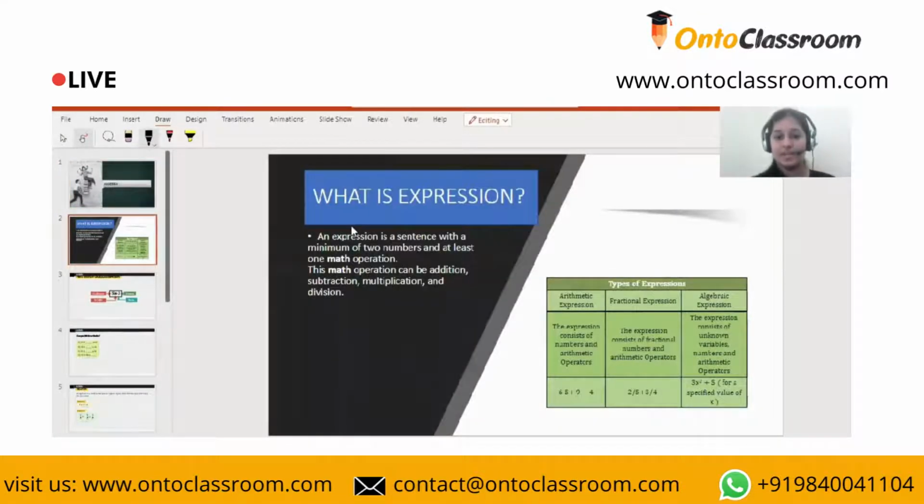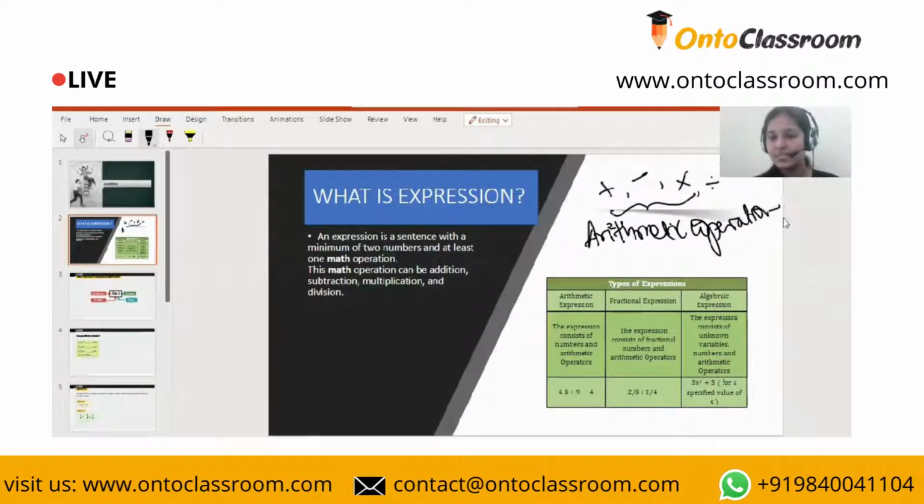An expression is a sentence with a minimum of two numbers and at least one math operation. This math operation can be addition, subtraction, multiplication, or division. These are our arithmetic operators, which we use most commonly in algebra.